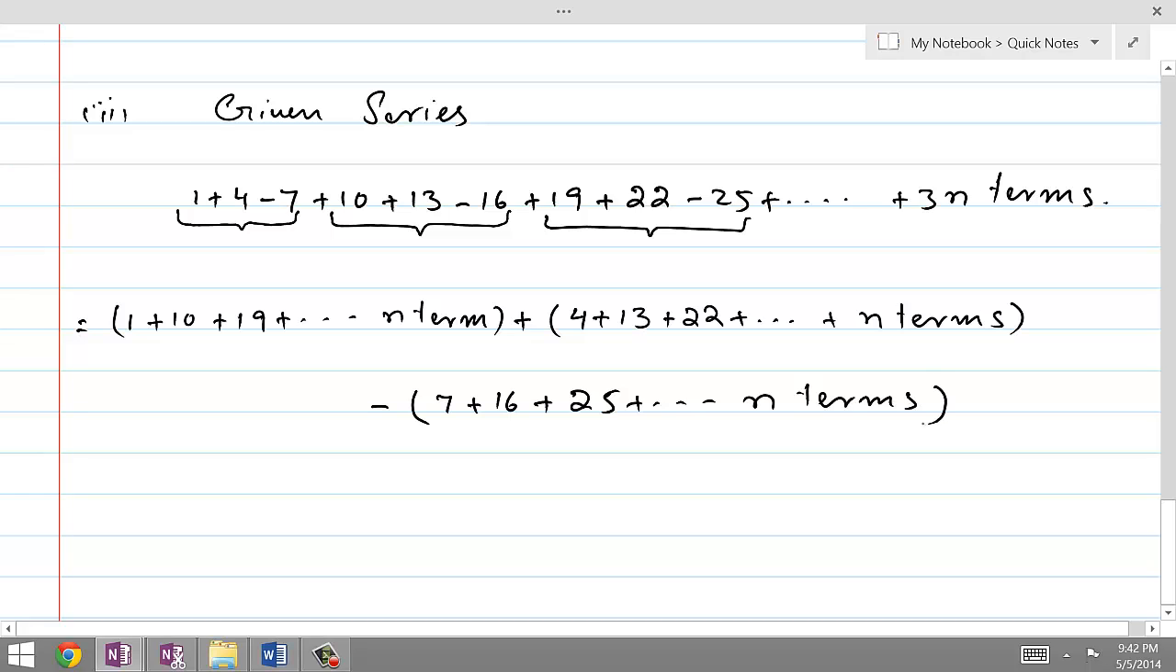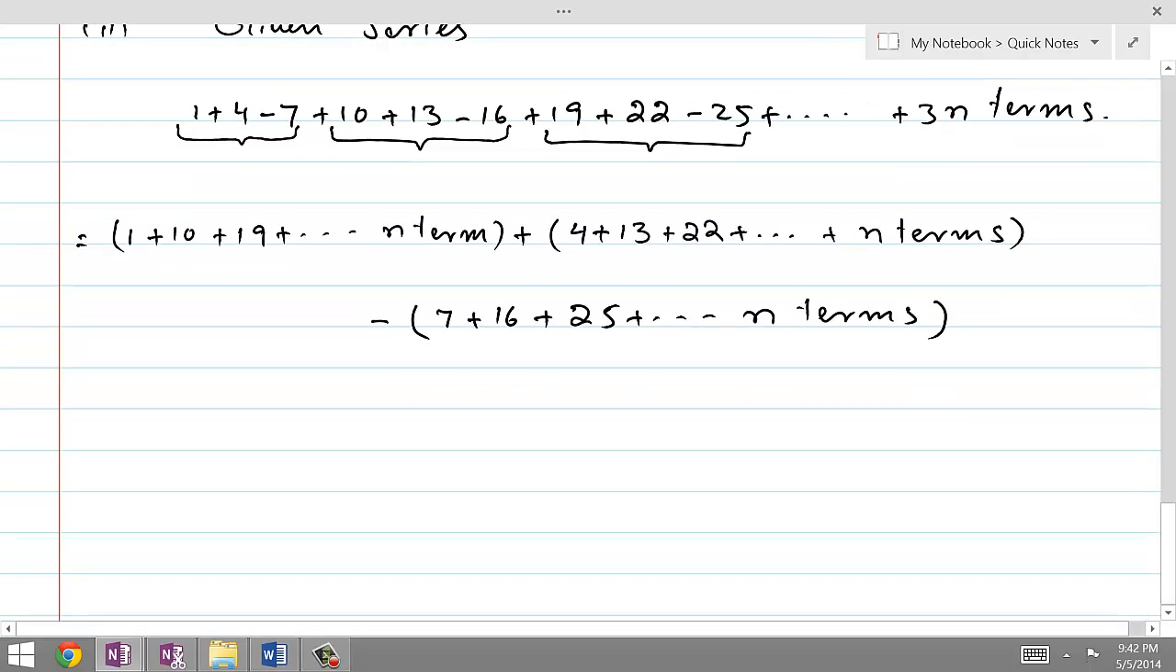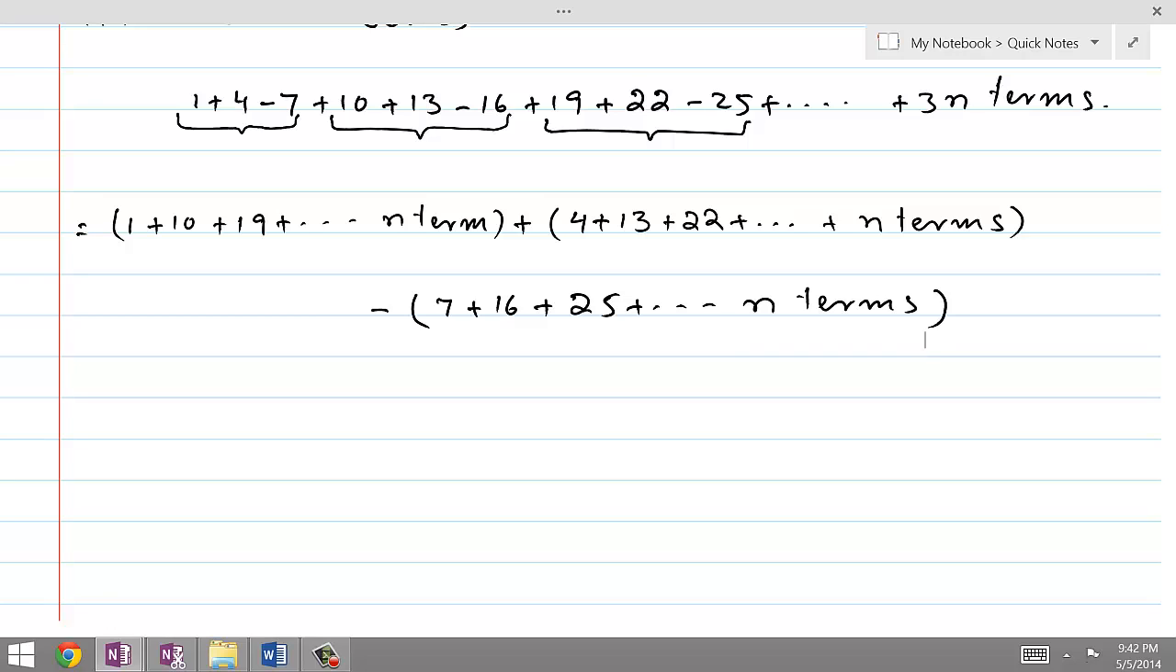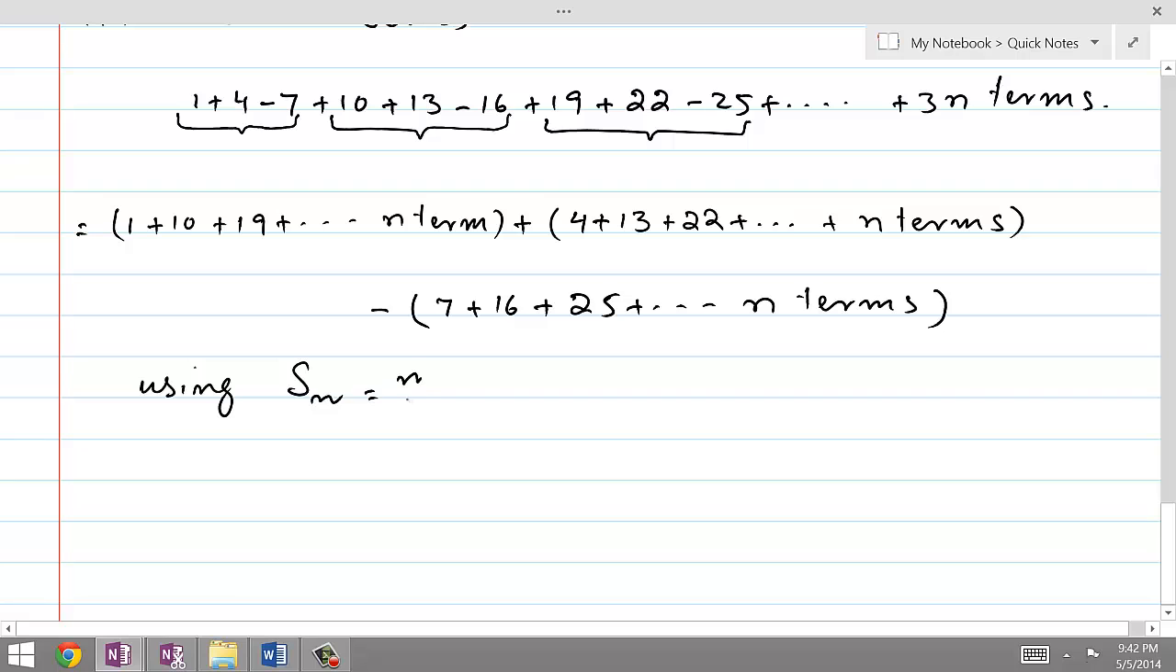So you can see how we have broken 3n terms into 3 different series, each consisting of n terms, and then we will simply apply the formula for the arithmetic series, Sn equal to n by 2 into 2a plus n minus 1 into d, for each of the series.